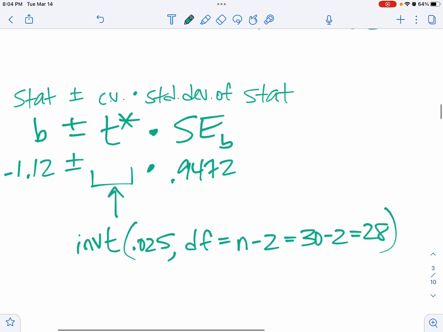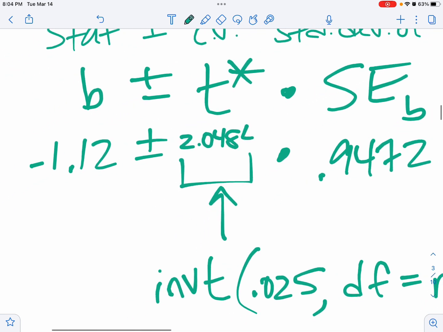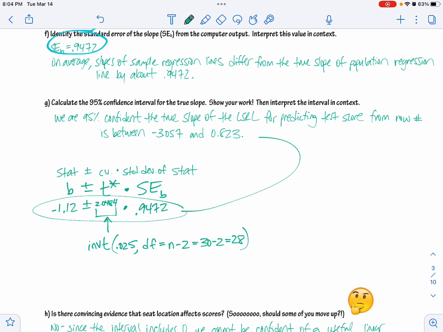The way I remind myself that this is the only chapter where degrees of freedom is n minus 2 is because we're measuring an x and a y variable. We have two variables to take into account, and for some reason that sticks in my head, and that's why in my head it's n minus 2. There's a fancier mathematical reason for that. We don't need to worry about that. When I do inverse t in my calculator with this degrees of freedom, my t star ends up being 2.0484. Check me on that if you want to. And now I just crunch this, and I end up with this interval.